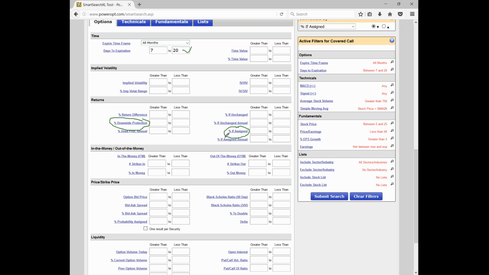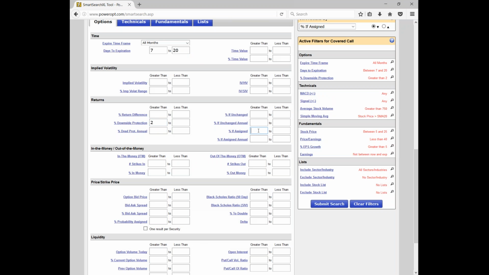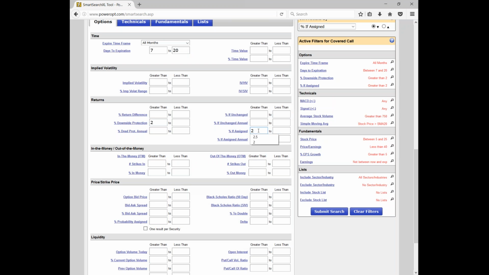Okay, and if your trading plan written out shows you that you're looking to maximize your returns annually, meaning that you only want to enter a covered call that, let's say, has at least a 15% annualized return or annualized percent if unchanged, meaning if the stock doesn't move between now and expiration, you can put the annualized filters in as well. For right now, I'm going to put in the downside protection again of at least 2% and a percent if assigned of at least 2% as well. So, starting point.